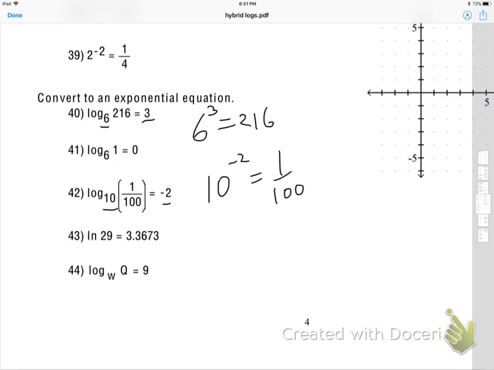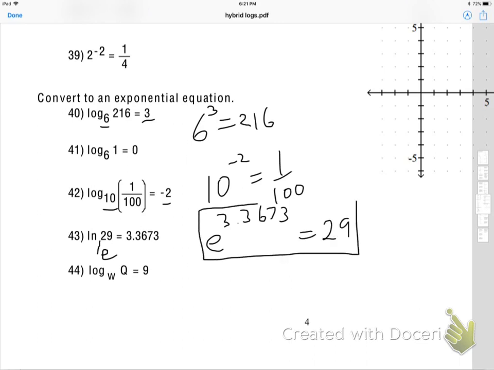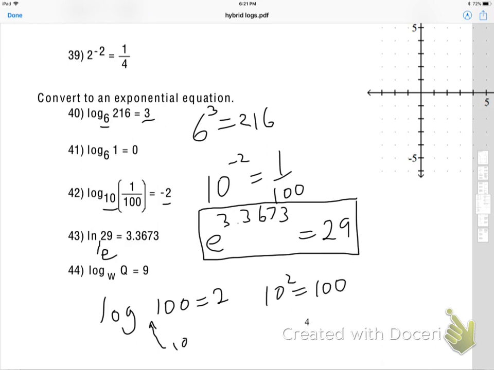Now again with these, remember this is missing the e, so be careful, okay? This is e to the 3.3673 is 29. If you stick it in your calculator, that should be correct, actually. But again, it's just showing you to be careful. It's like if I say log of 100 is 2, what it's missing here is the 10. In other words, 10 to the power 2 is 100. So just remember I said before, logs are base 10, ln's are base e, but they're not written.